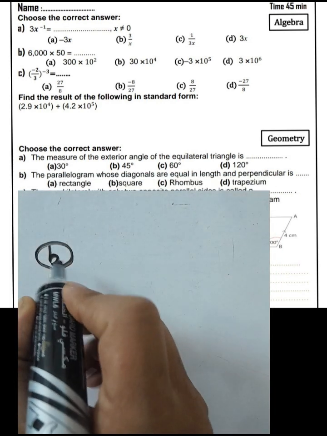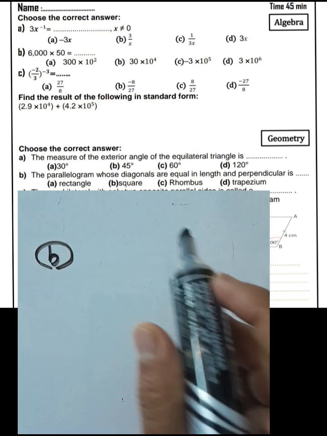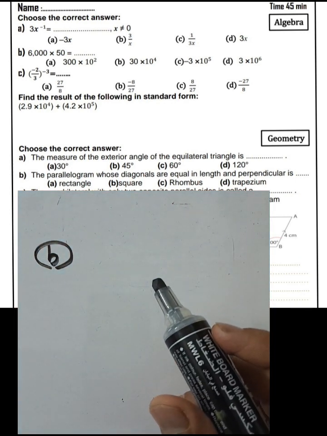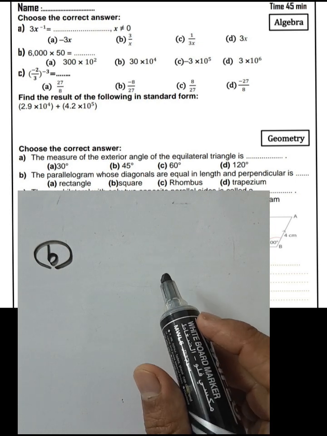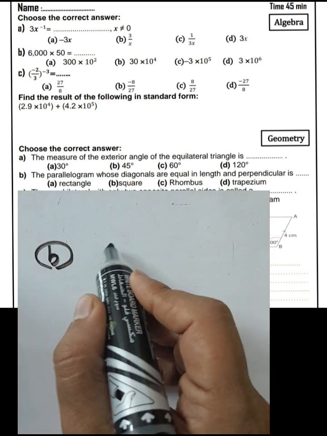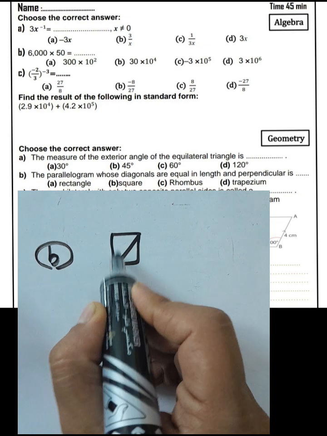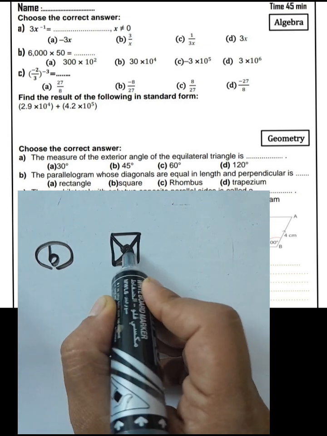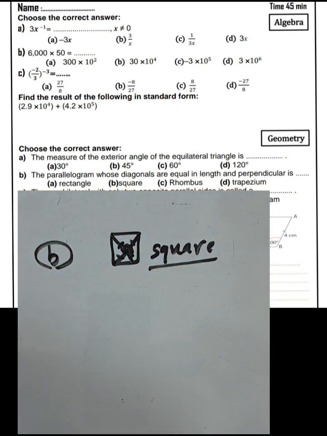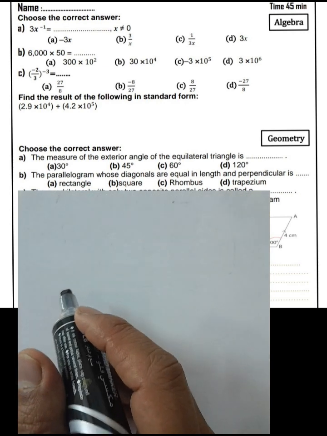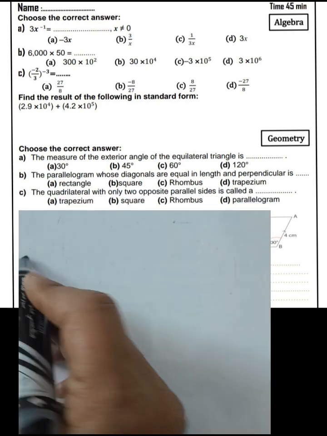Question letter B. The parallelogram whose diagonals are equal in length and perpendicular, what do we call it? He asked about diagonals equal in length and perpendicular, it is a square. In a square, two diagonals are perpendicular and bisect each other and have equal lengths, we can write square. Okay, choose square.